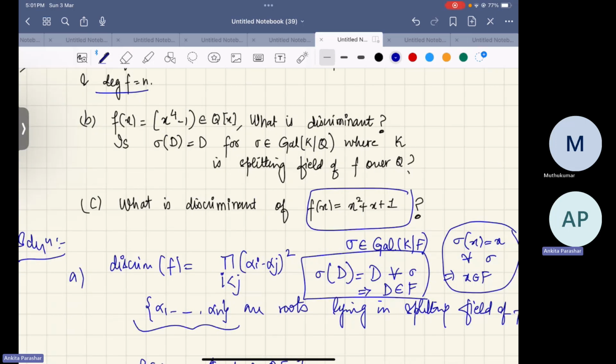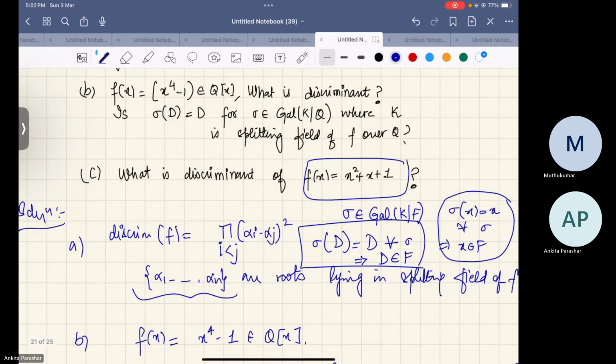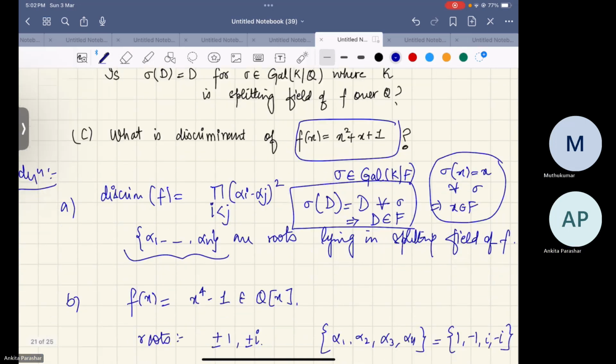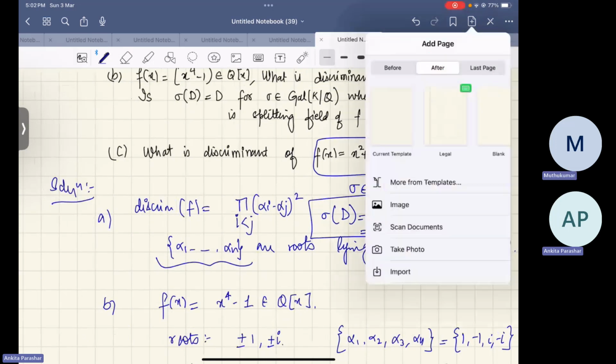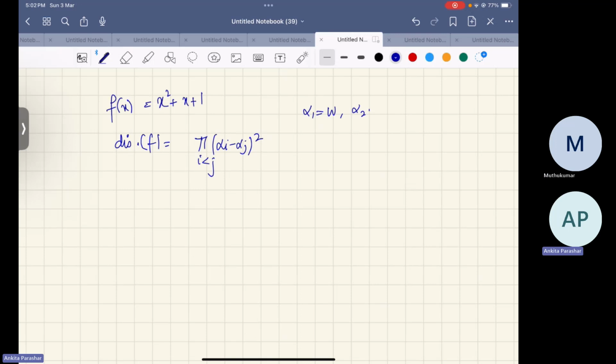Now I just want to take one more minute. You can find the discriminant of this f, right? By definition, you find the roots first. Can you quickly tell me the roots here? This is your f(x) = x squared plus x plus 1. The roots are omega and omega squared. Let me write alpha 1 as omega and alpha 2 as omega squared.